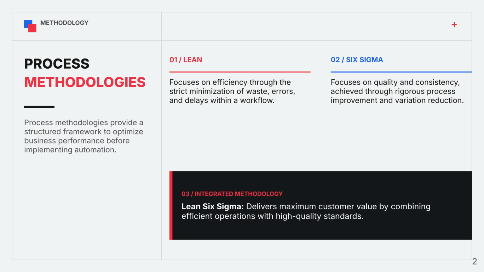Many organizations combine these two approaches into Lean Six Sigma. Instead of choosing between speed and quality, they achieve both. Lean removes waste, while Six Sigma minimizes defects. Together, they create efficient, reliable, and customer-focused processes. For RPA projects, this integrated methodology is highly valuable because automating a well-designed process delivers greater productivity, fewer errors, and a much higher return on investment than automating an inefficient one.